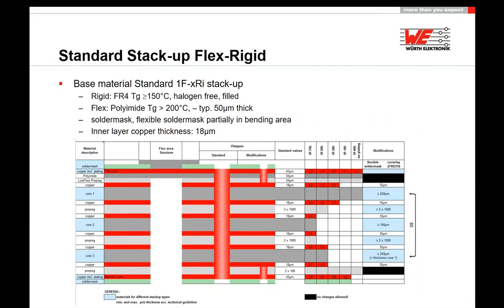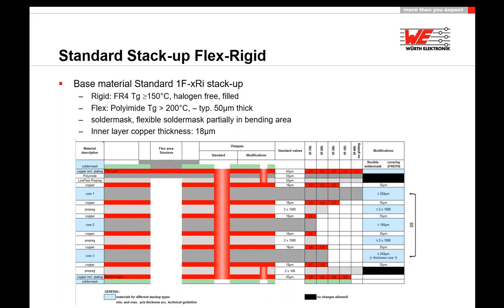After all these checks, then we can start with the layer stack. For the flex-rigid layer stack, we have a nomenclature showing us the copper layers on the rigid part and the copper layers on the flexible part: RI for rigid and F for flex.